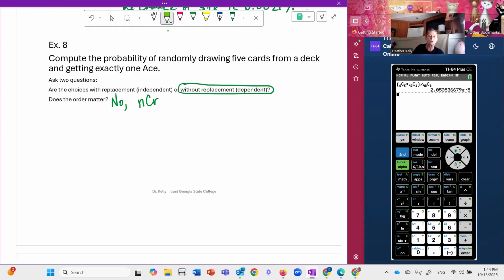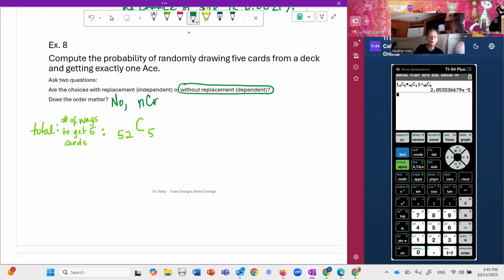So let's get our total here first. The total here is just the number of ways to deal 5 cards, basically. And so that is 52 choose 5, because there are 52 cards and we're dealing out 5. That's going to give us our total.